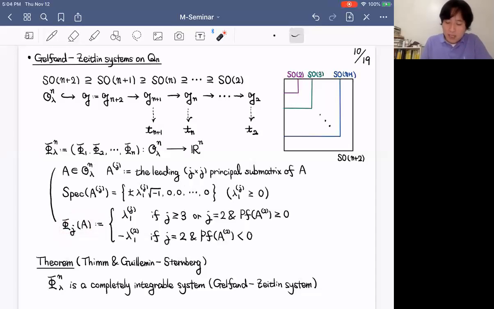And then when it is SO(2), there are two orbits that already exist. One is this one, and the other one is this one. I need to distinguish them. I mean, these actually give the same eigenvalues, but they are in different orbits. So the square root of the determinant, the Pfaffian, does the job for us. Okay. Then by the work of Thimm and Guillemin and Sternberg, they proved that this is a completely integrable system. It's called the Gelfand-Zeitlin system.